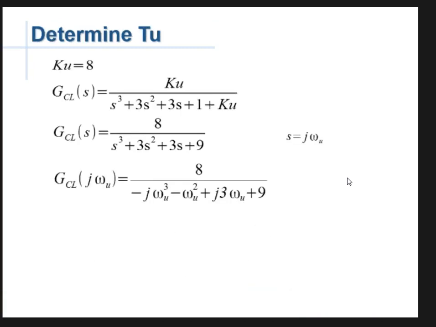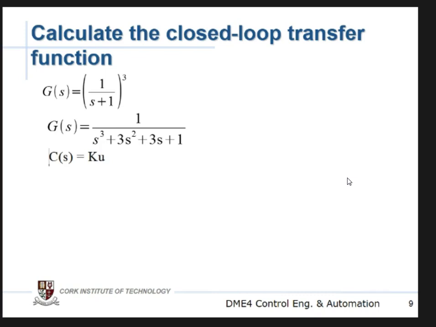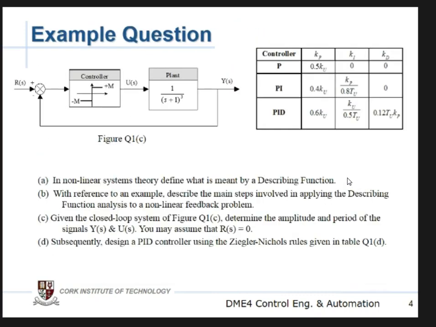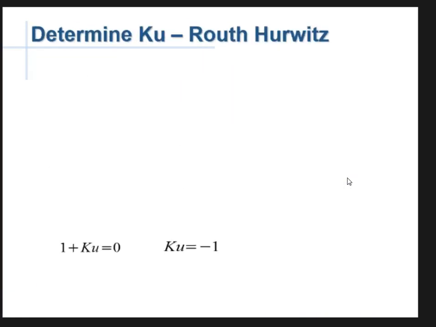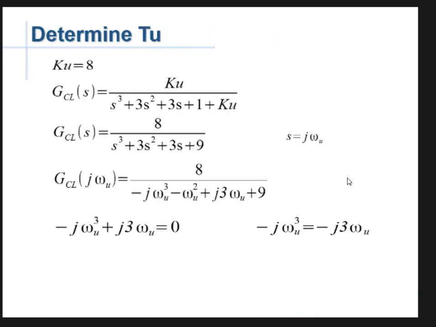So if we go back to part C of the question: given the closed loop system, determine the amplitude and period of the signals y and u. We started off by saying these are going to have the same frequency. I now know what that frequency is, and therefore I know what the period is. So we calculate the closed loop transfer function, we use Routh-Hurwitz to determine the ultimate gain, I substitute that back in, and I can then solve for the frequency omega u.